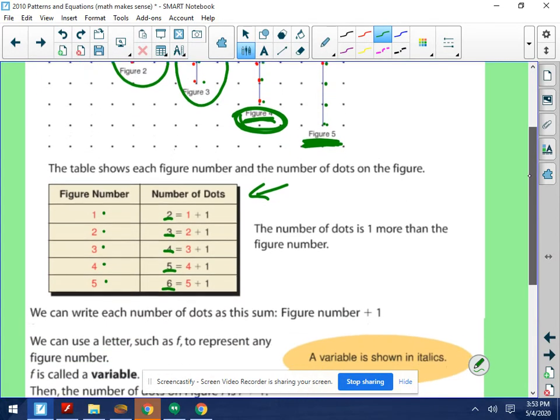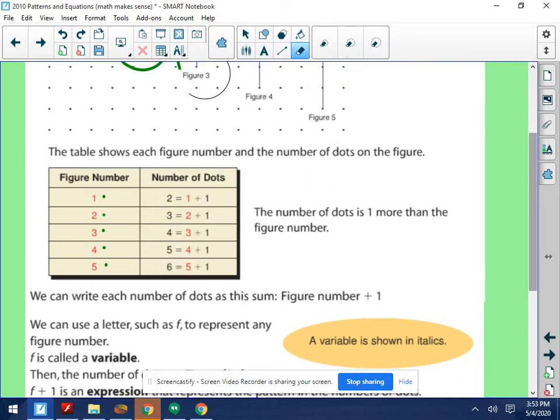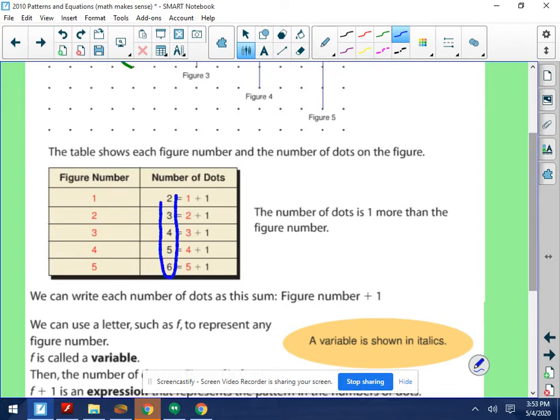Okay, then this equation here, some people find that confusing. It shows the relationship. Let me explain why. Let me get rid of this mess first of all. It shows the relationship between the figure number and the number of dots. So let's just think about these numbers here and these numbers here, okay?